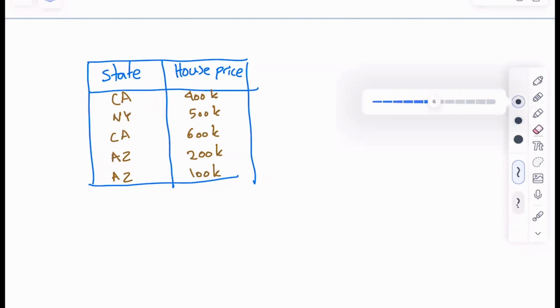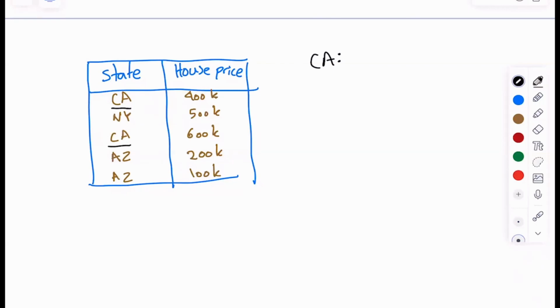We're going to go ahead, different color here, and let's say I'm going to replace California with the mean value, the average value of the house price, because that's our target. Within California, we have two house prices, 400K and 600K. So I'm going to ask myself, what's the average price here?